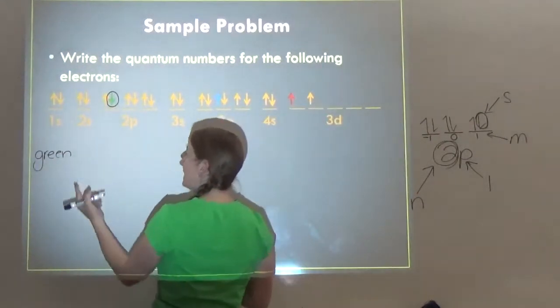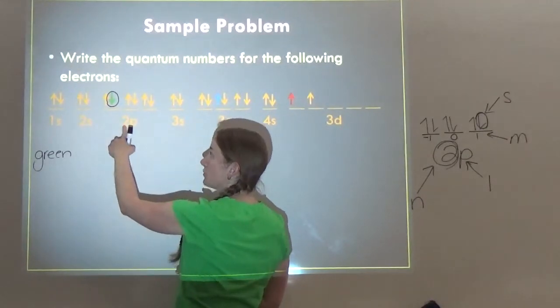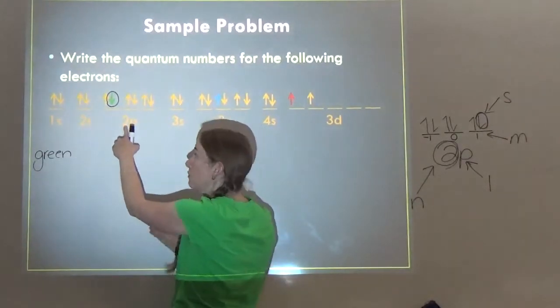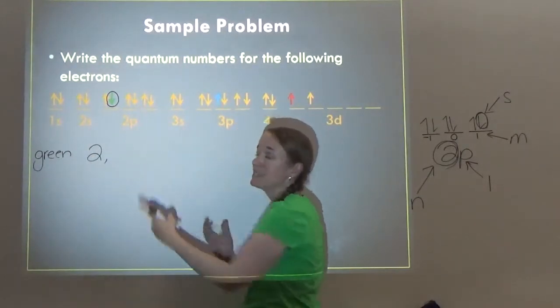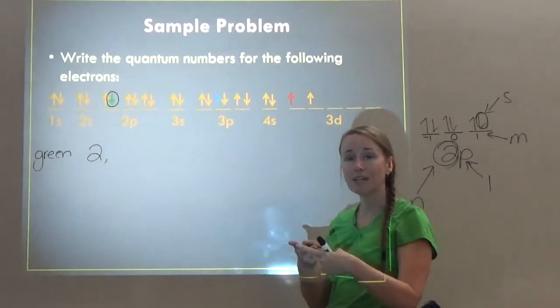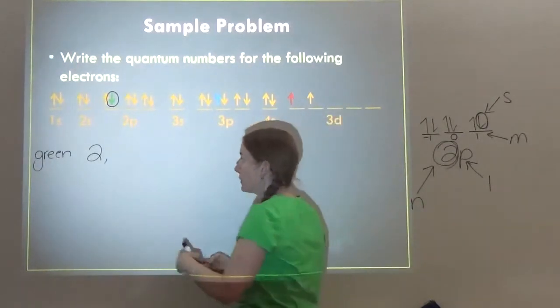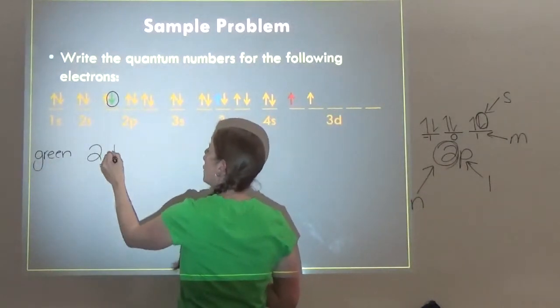Okay, so remember, my N number is just the energy level. So y'all, you're just going to look at the number. So it's 2p, so my N is 2. The next letter represents the sublevel. S is 0, P is 1, D is 2, F is 3. So since it's 2p, it's a 1.